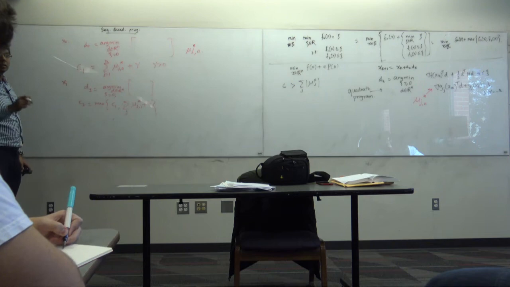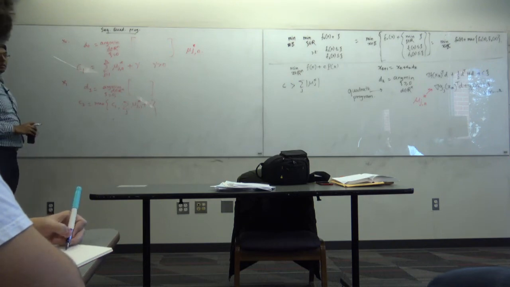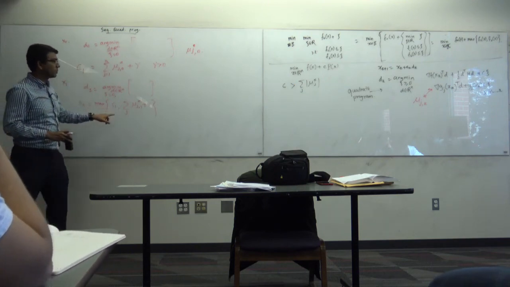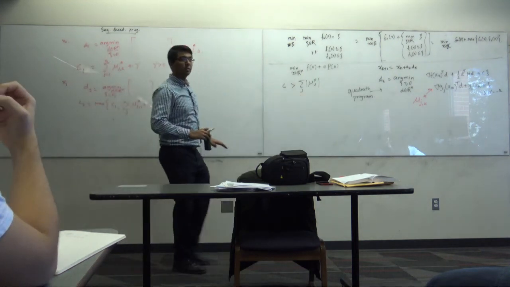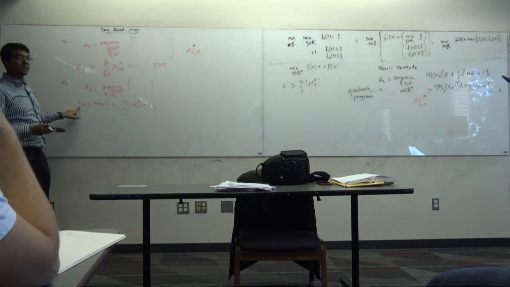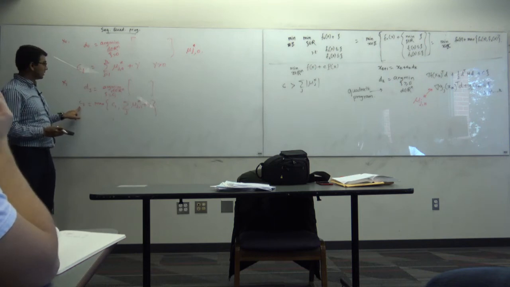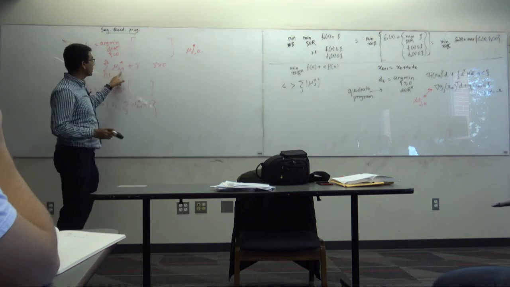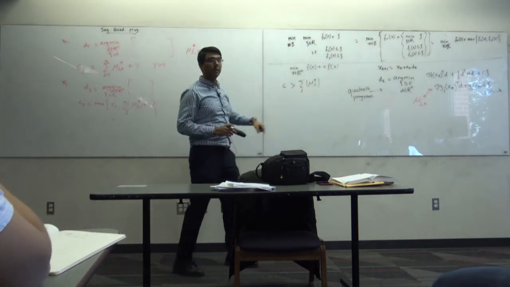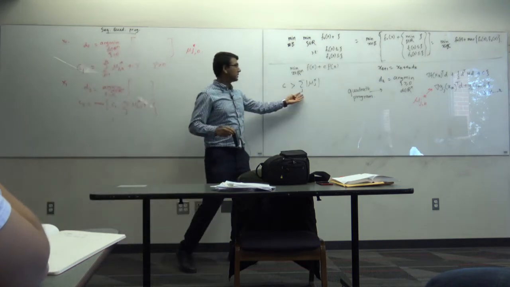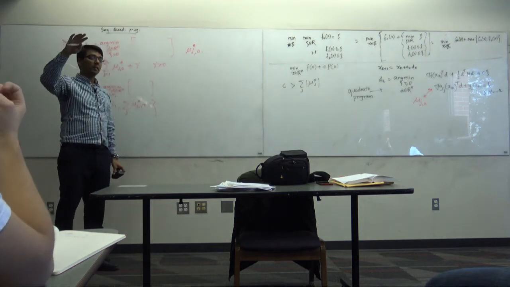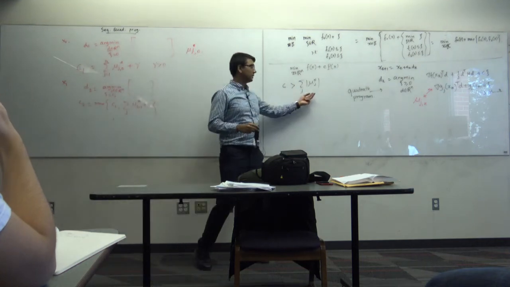So C2 will be the max of C. Remember, C has to be greater than this sum, right? So we just have to keep increasing it. Because whatever this number is, it may not be greater than this actual number. So you have to keep increasing it. Any value of C greater than this threshold is fine. So you keep increasing the value of C until C becomes greater than this number. Okay?